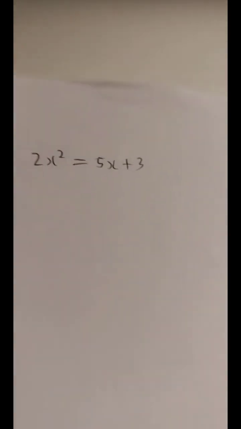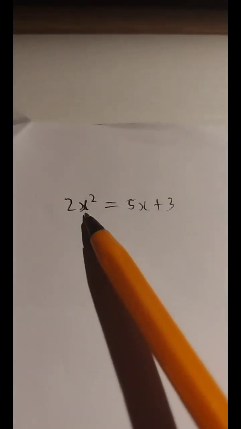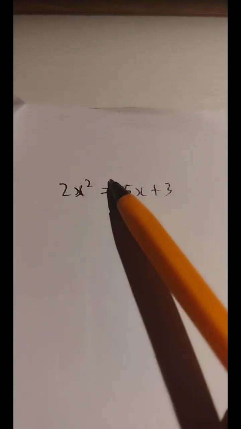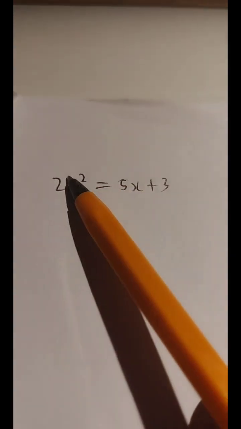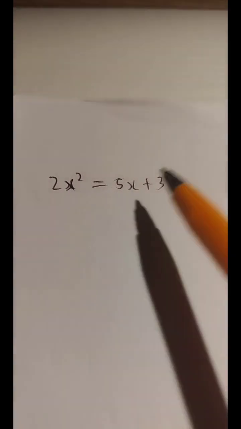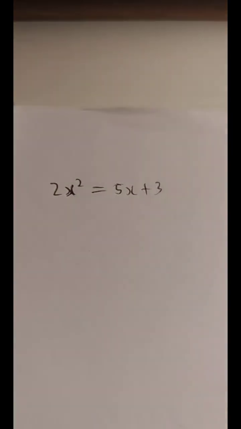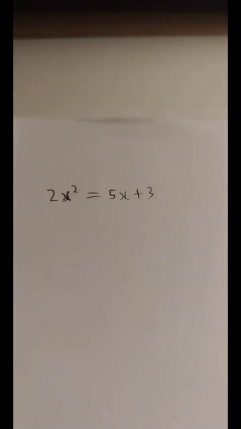Easy stuff, easy. So 2x squared is equal to 5x plus 3. Whenever we have a quadratic, we call this a quadratic equation. Why do we call it a quadratic equation? It's because the variable with the highest exponent has the exponent 2. So 2x squared is equal to 5x plus 3.